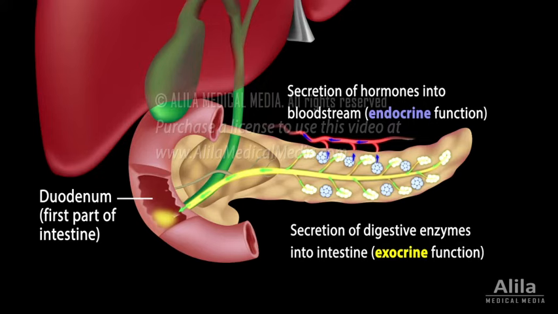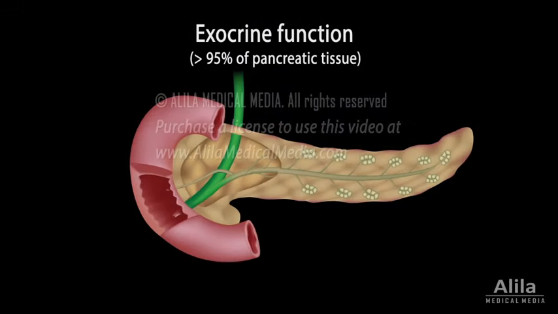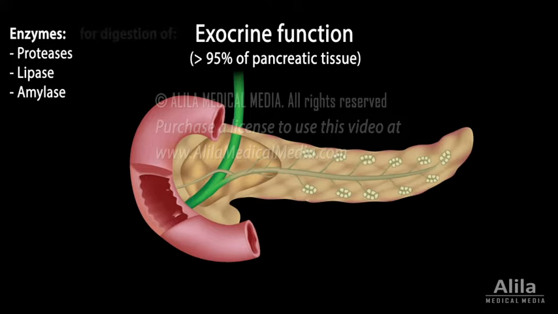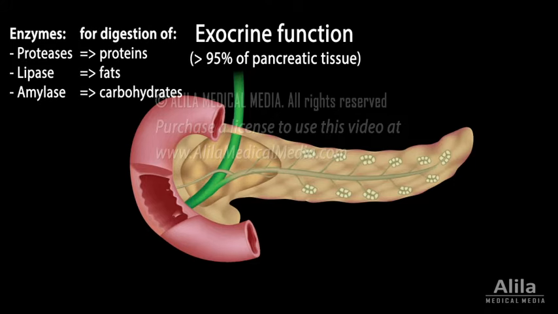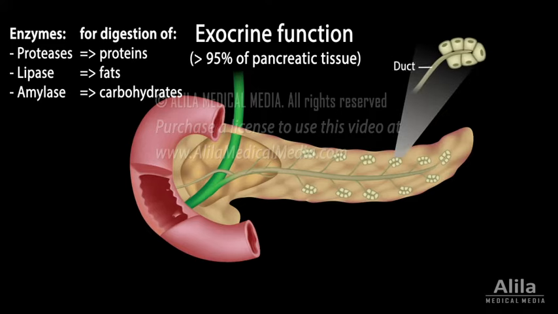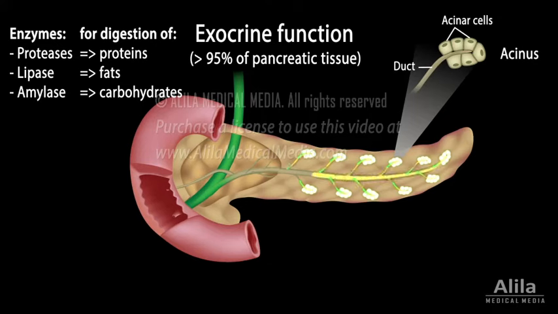levels, among other functions. Almost all of the pancreatic tissue is dedicated to exocrine function, producing proteases, lipase, and amylase for digestion of proteins, fats, and carbohydrates, respectively. The exocrine cells are organized in clusters around small ducts in structures known as acini. These ducts collect secretion from the surrounding cells, then converge to form larger ducts, which eventually open into the main pancreatic duct running along the length of the pancreas.